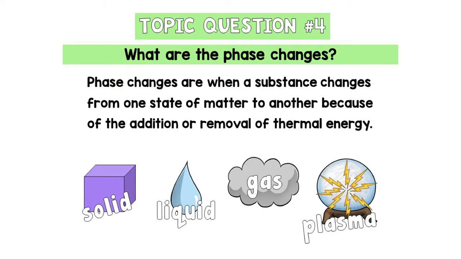Now let's look at topic question 4. What are phase changes? Well, phase changes are what happens when a substance changes from one state of matter to another because of either the addition or removal of thermal energy. Basically, you heat something up or cool it down to the point that the particles start acting differently.